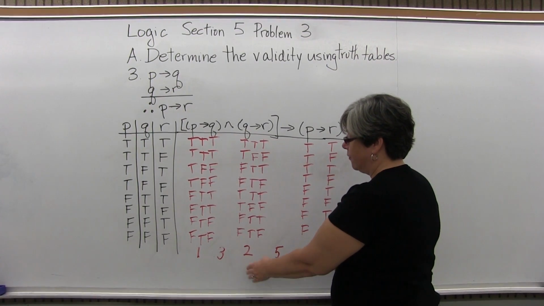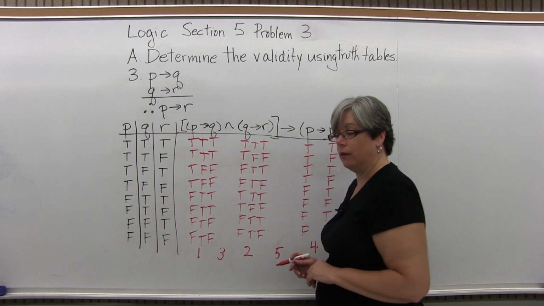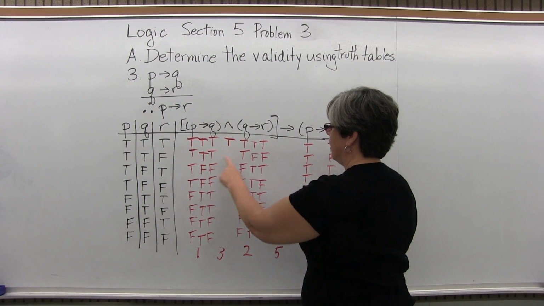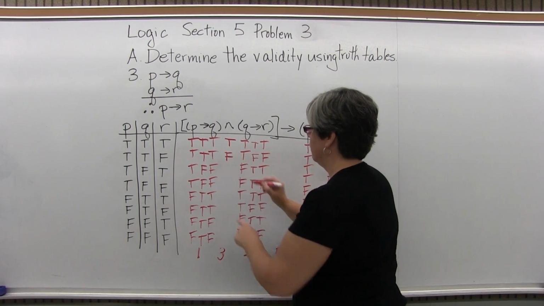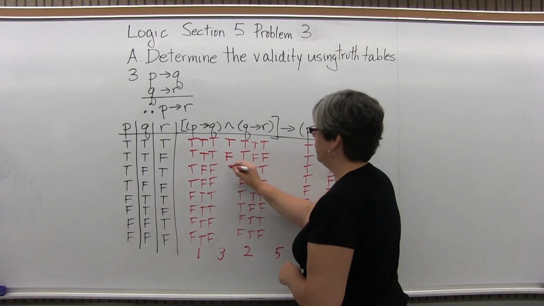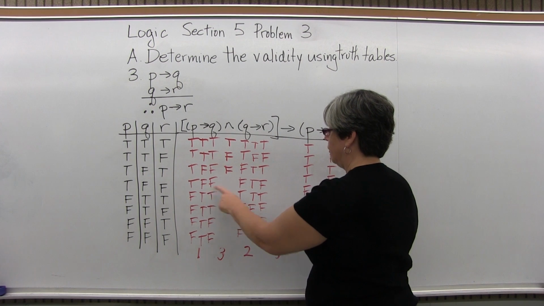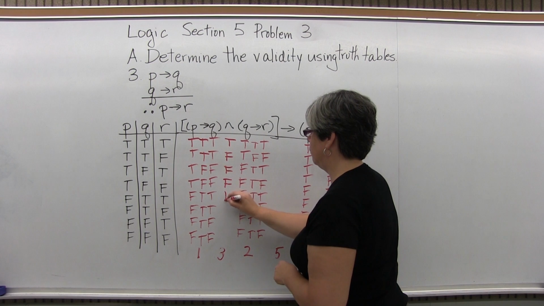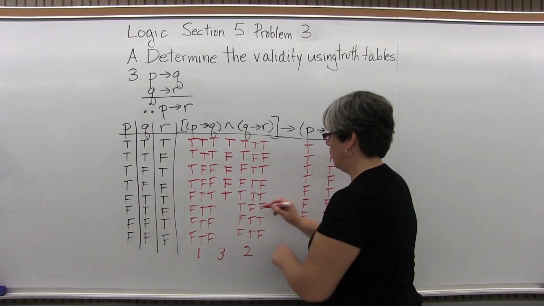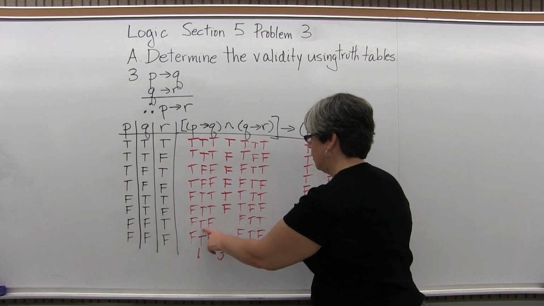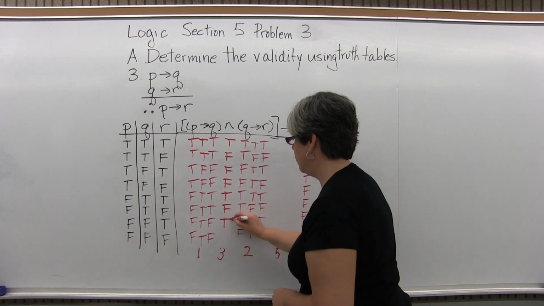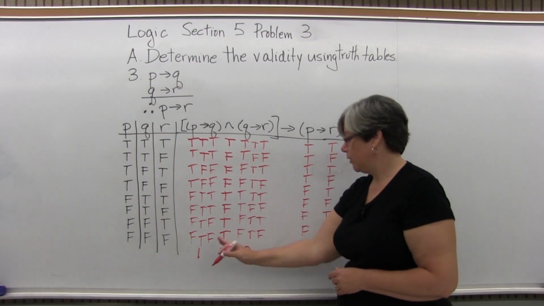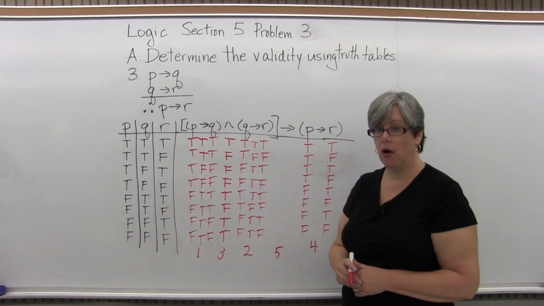Then we're going to do the and of columns 1 and 2 and put that in column 3. True and true is true. True and false is false. False and true is false. False and true is false. True and true is true. True and false is false. True and true is true. And true is true.